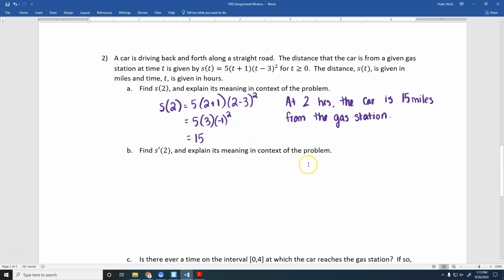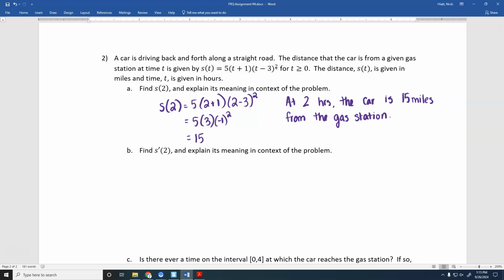Okay? All right, so we're supposed to now find S prime of 2. And that means we got to find the derivative first before we can plug in 2. And although we did just use product rule, we do not know how to solve this product rule where it's got that square right there. We're going to learn it eventually. But the best thing to do here is just going to be to expand it.